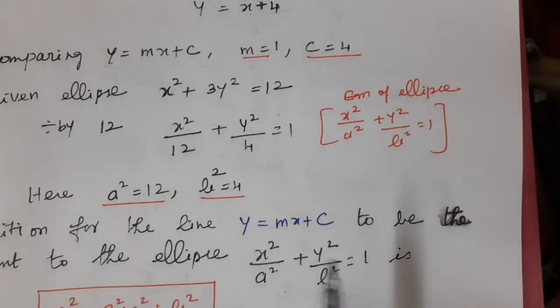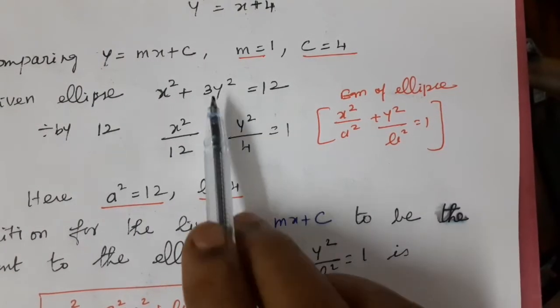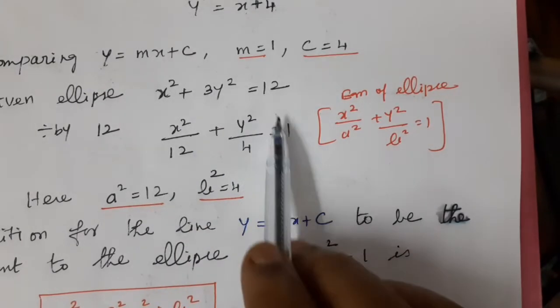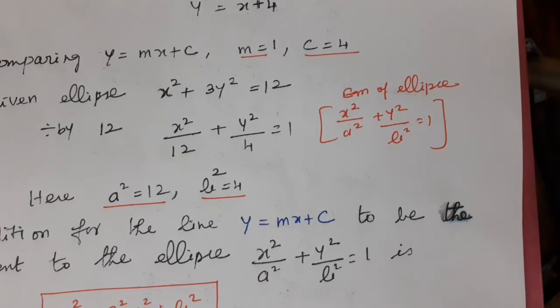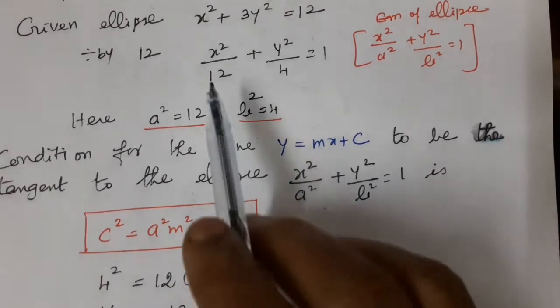So x square by 12 plus 3y square by 12 equals 12 by 12, which is 1. Three fours are 12. It is a very easy step, just divide by 12. After dividing by 12, what does the equation become?